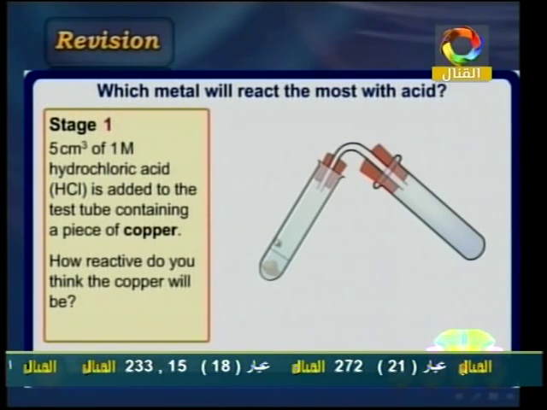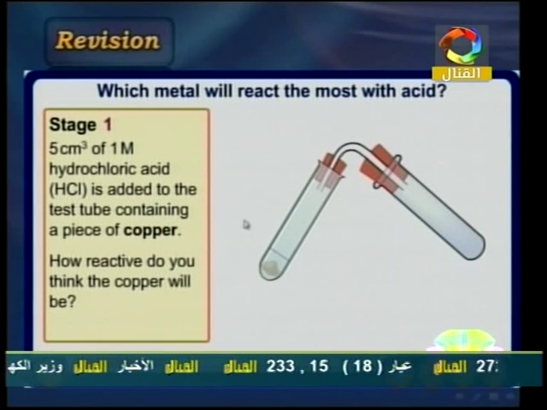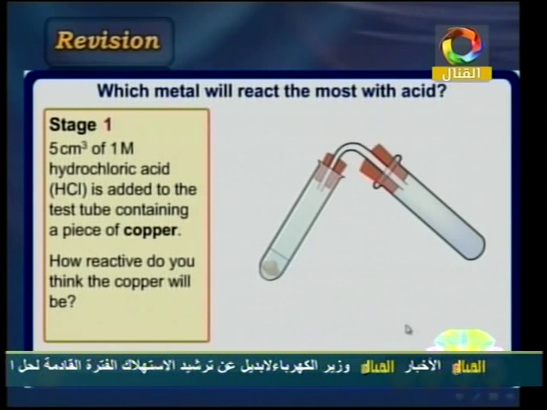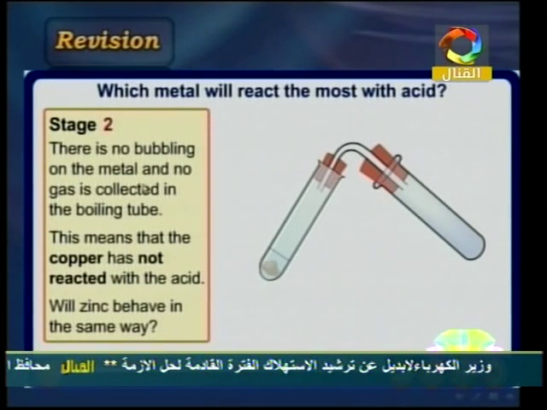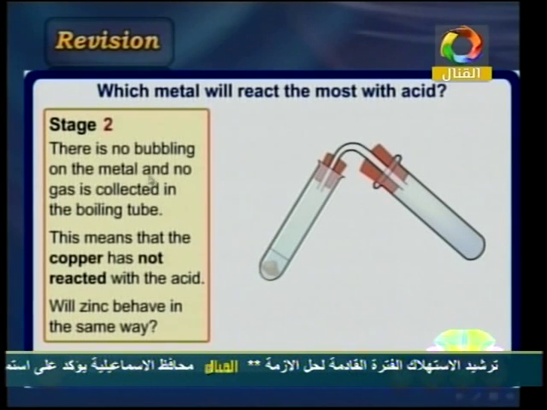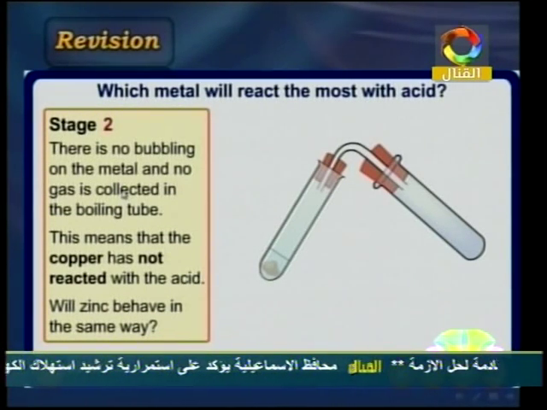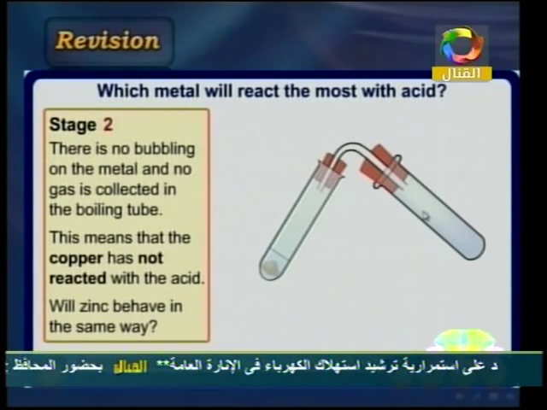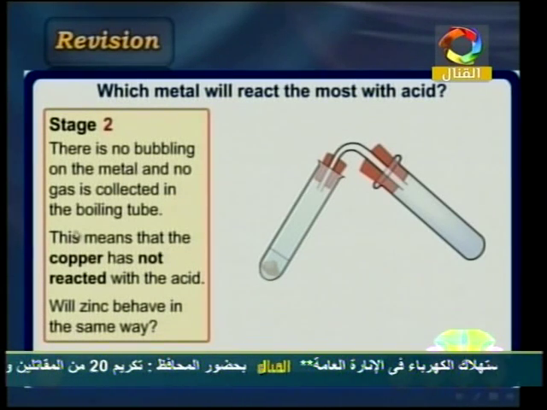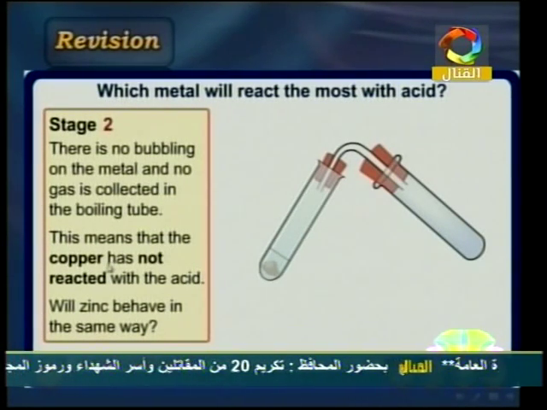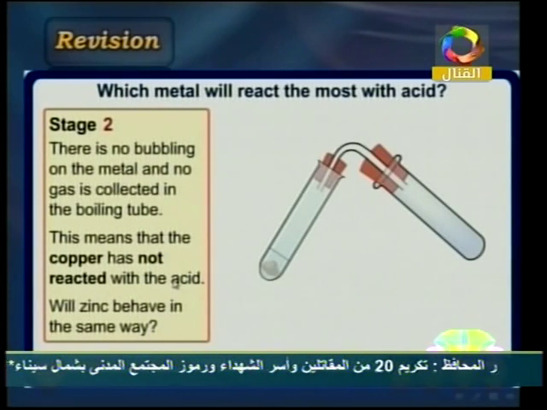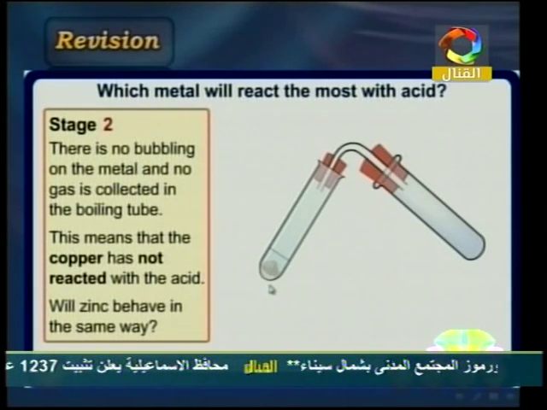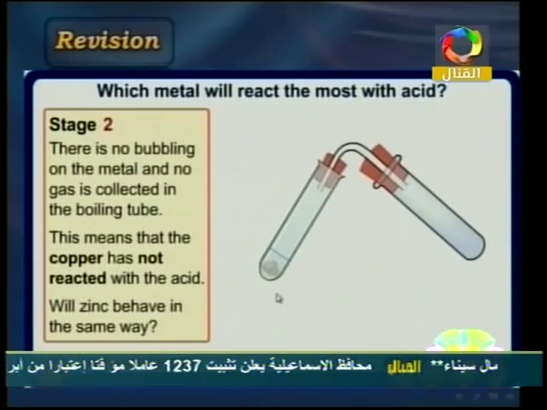What happened? Do we have any bubbles that appear? No. Do we have any gas that was produced? No. Do we have any reaction that happened? No. So here we have no bubbling on the metal and no gas collected in the boiling tube, the other tube, the second tube that collects any gas produced if I have any reaction. This means that the copper has not reacted with the acid. Why? Because copper is found after the hydrogen gas in the chemical activity series.